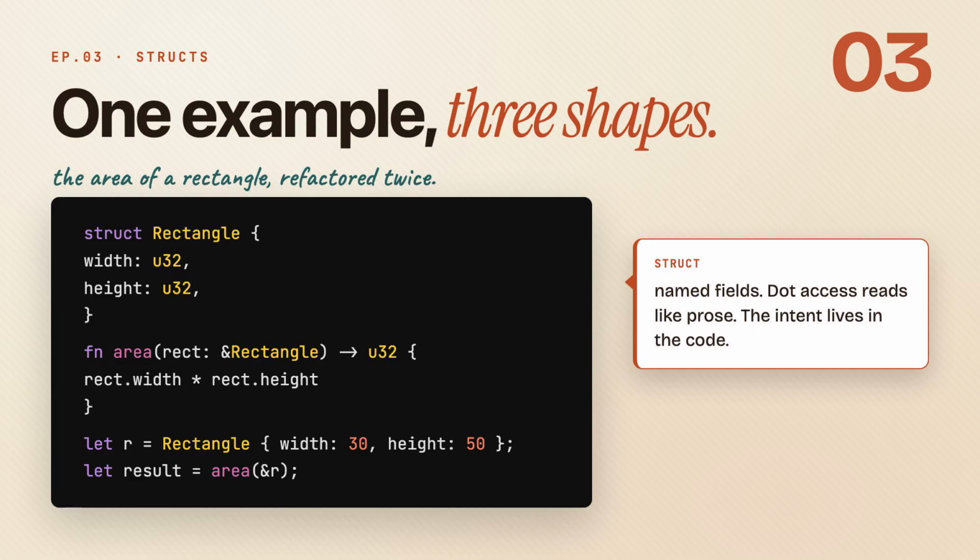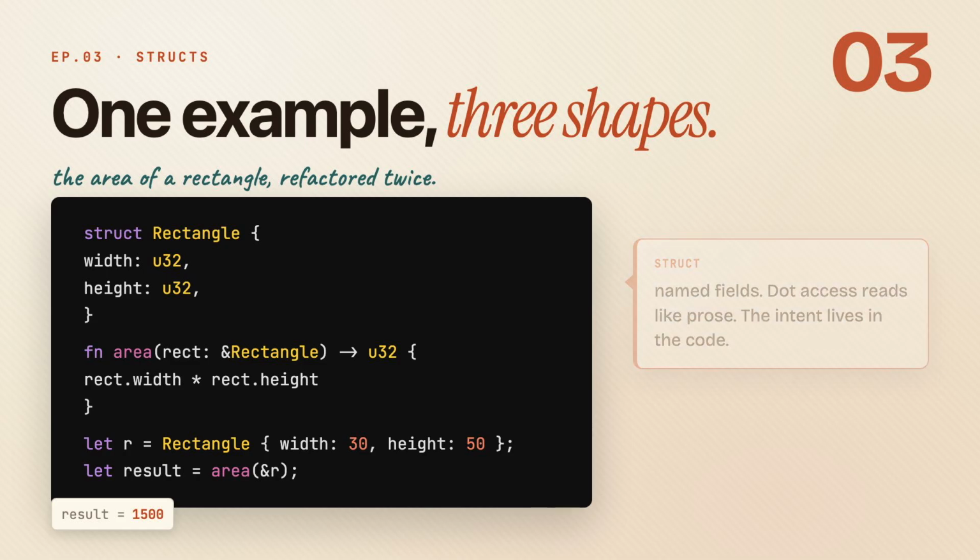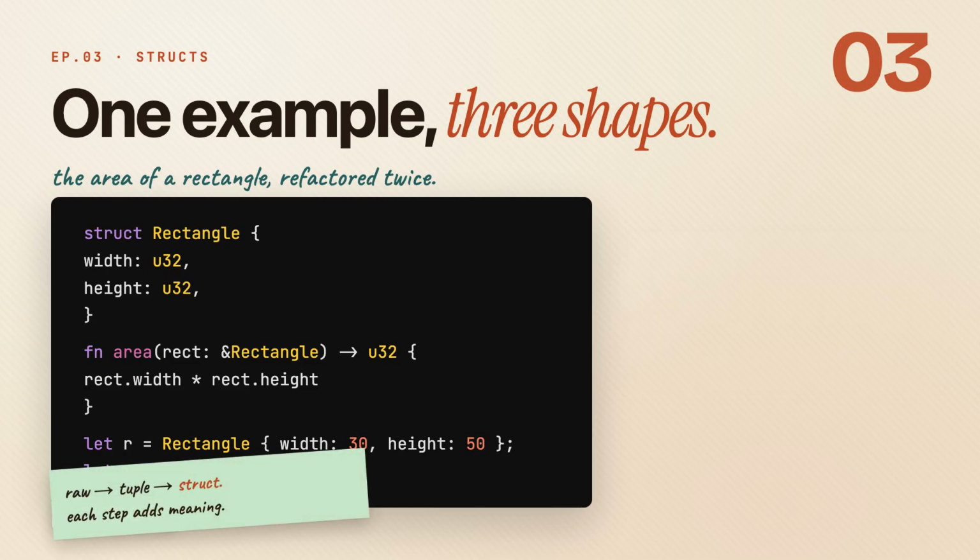Now, if we use a struct, let's take a look at this. The struct Rectangle has a width and a height, both named. Area takes one reference, and the field access reads like a sentence: rect.width times rect.height. Same answer as before, but the code becomes more readable and it tells a future reader exactly what each piece is. Same answer, same intention, but a clearer and more readable option.